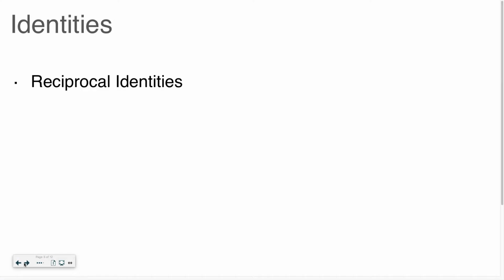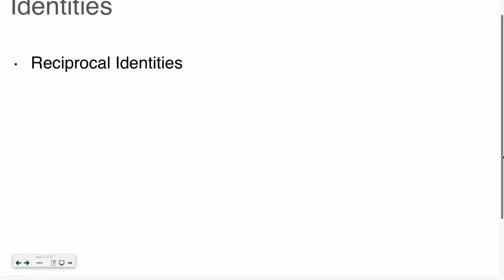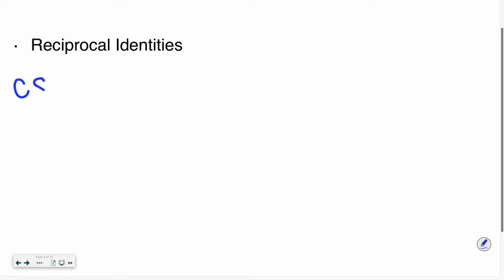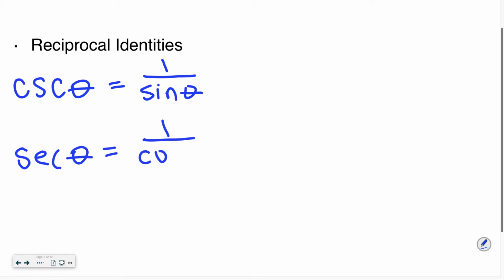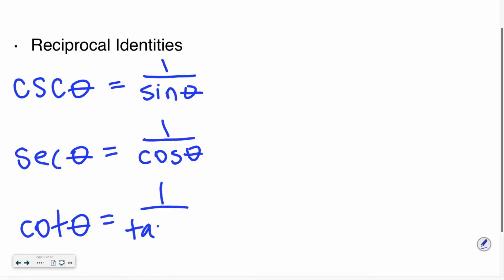Okay? The first set are called the reciprocal identities. We're talking about trig, and I just threw out the word reciprocal. What comes to mind? Secant, cosecant, cotangent, right? We know that the cosecant of theta is the same as 1 over sine theta. The secant of theta is the same as 1 over cosine theta. And cotangent theta is the same as 1 over tangent theta. And those are your 3 reciprocal identities.